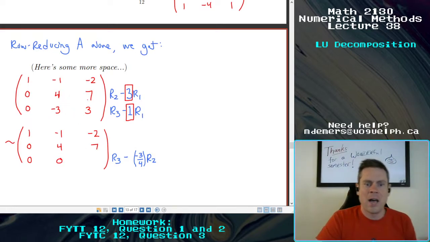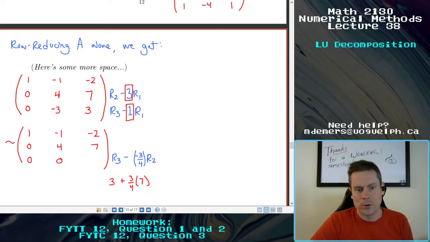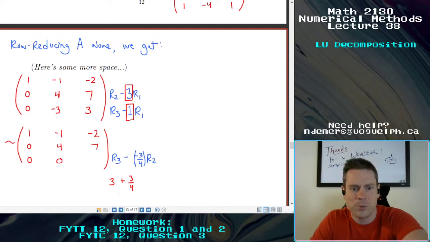So that's good. This bottom right entry is going to be a little bit awkward, so let's do some math. Row 3 is 3, and if I add 3/4 times 7, what the heck is that? 21 over 4, and 3 is 12 over 4, so I think it's 33 over 4, which agrees with my notes. So I think we get 33 over 4 if we do that very carefully.